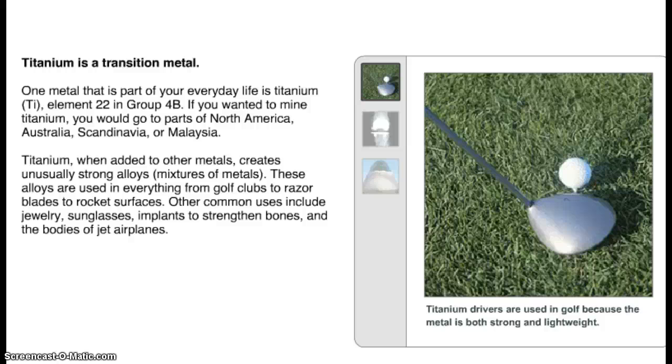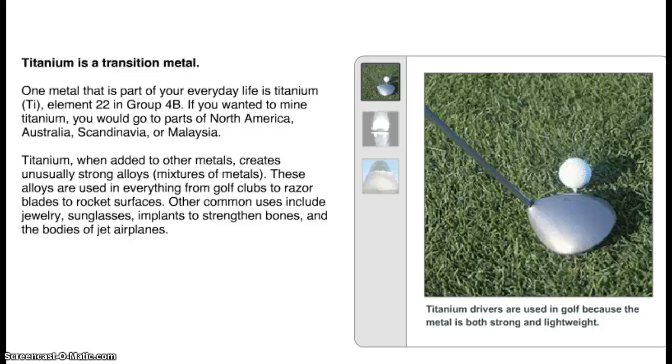Titanium, when added to other metals, creates unusually strong alloys. Alloys are mixtures of metals. These alloys are used in everything from golf clubs to razor blades to rocket surfaces. Other common uses include jewelry, sunglasses, implants to strengthen bones, and the bodies of jet airplanes.